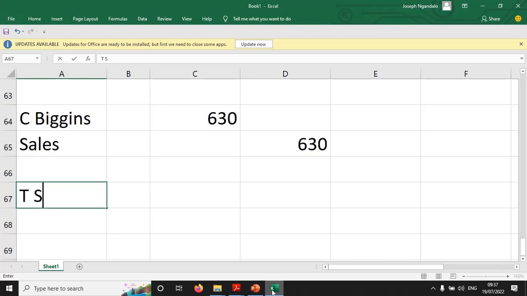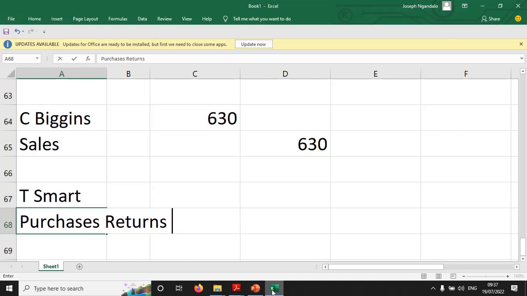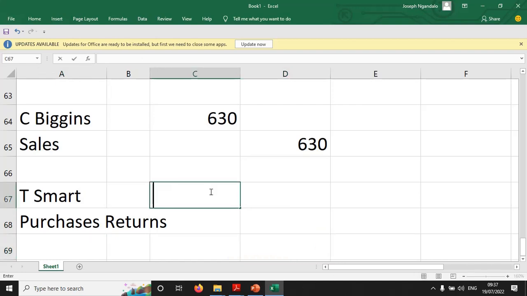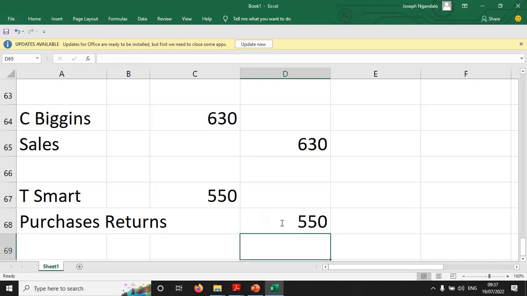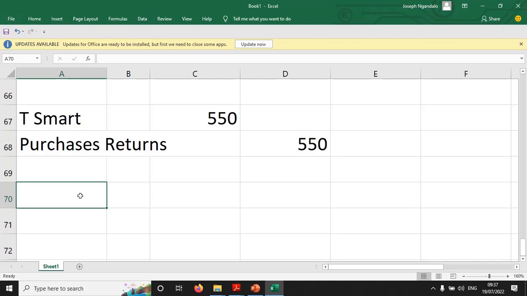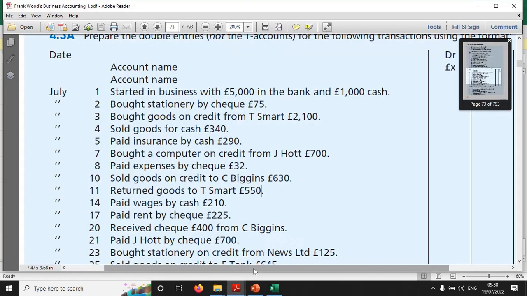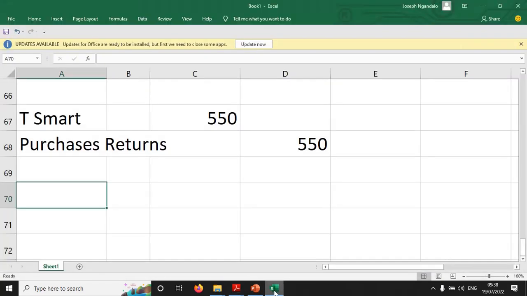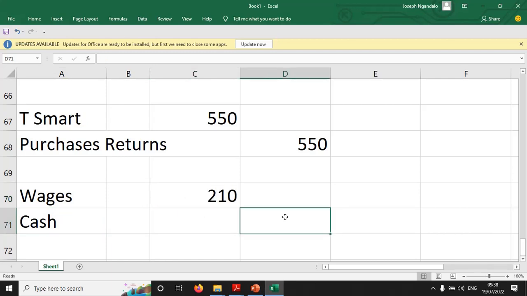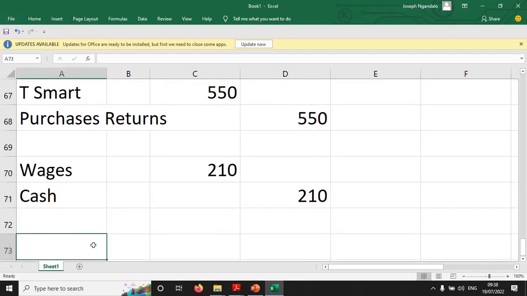So T-Smart is receiving, right? And then what do we have here? Purchases what? Isn't that so? How much was involved? 550? 550 here. Next. Paid wages by cash 210, right? Expenses we debit, eh? And cash is reducing. 210, right? Understanding something? Yes. Next.